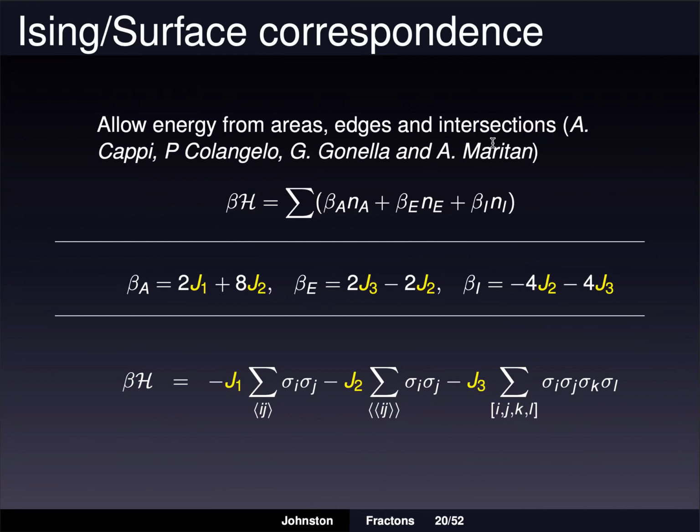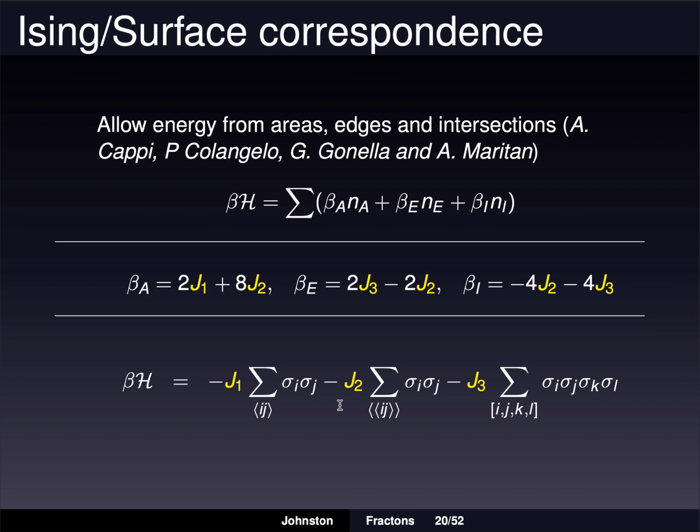And this was first considered some years ago by an Italian group, Colangelo, Gonella and Maritan, and they showed explicitly that a Hamiltonian for surfaces composed of plaquettes on a cubic lattice, where we weighted the total area of all the plaquettes, the total number of edges, and the total number of intersections, was in one-to-one correspondence with an extended Ising model, which is shown at the bottom here.